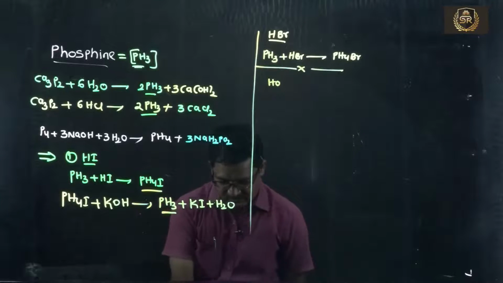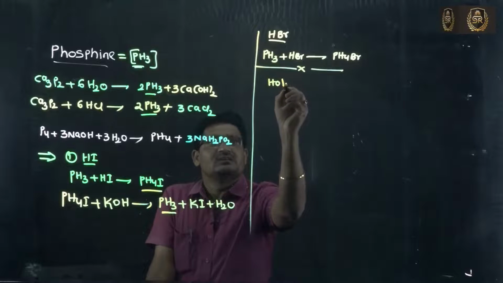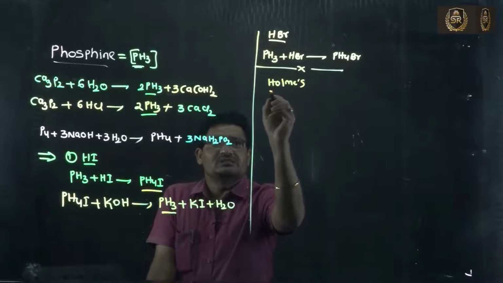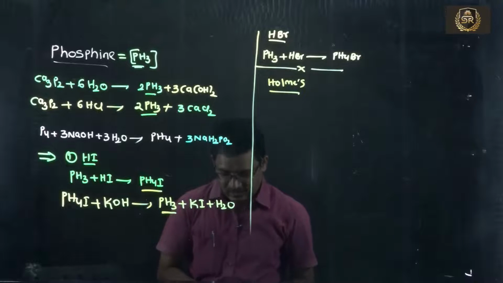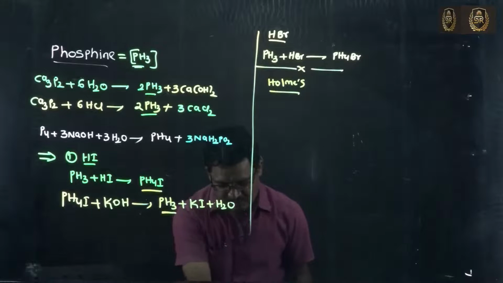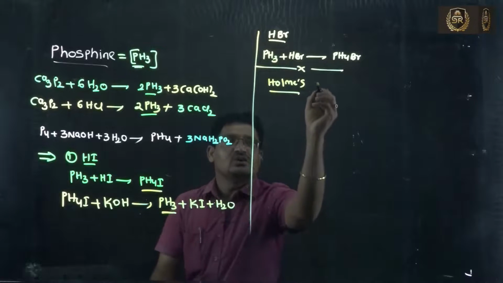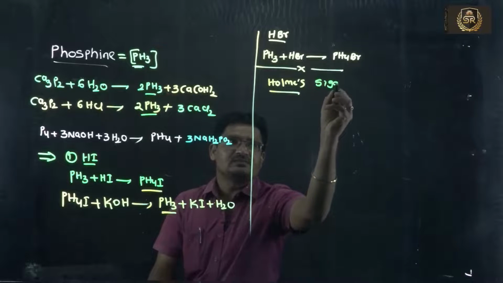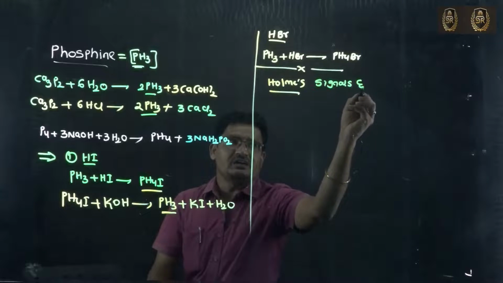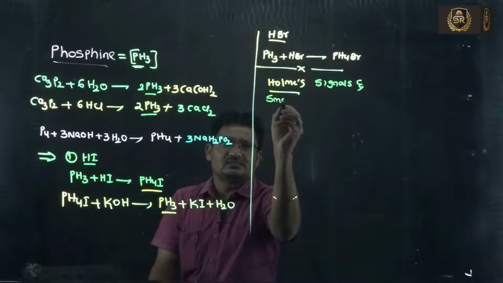Phosphine is used in Holmes signals and also smoke screens.